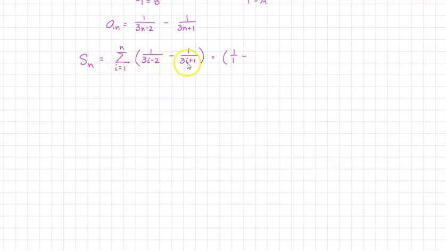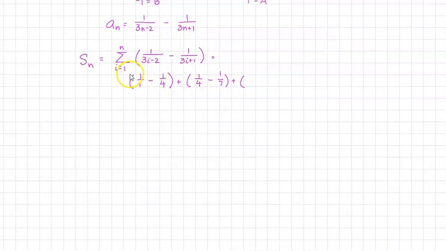When I let i equal 1 in the second fraction, it's 3 times 1 plus 1, so that's going to be 1 over 4. So that was when i equaled 1. Now I do it again, but I'm going to let i equal 2. So 3 times 2 minus 2 is 4, and 3 times 2 plus 1 is 7. And I'm going to go again. And actually, I'm going to move this down here because I want more room.